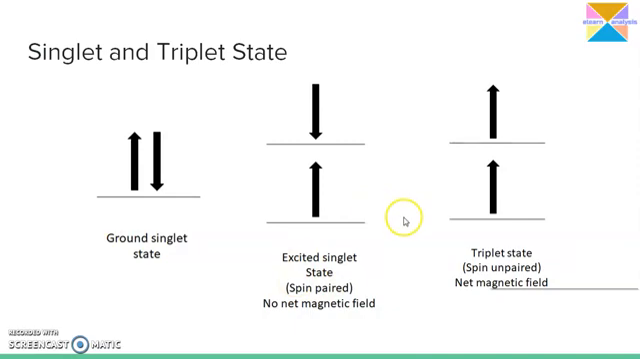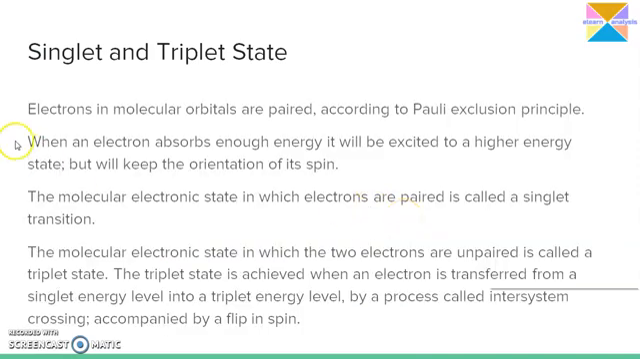We'll come to that discussion in the subsequent slides. So we'll speak about the electrons which are in the molecular orbital. They are paired, as I mentioned, in the ground state, according to Pauli's exclusion principle. So when an electron absorbs enough energy, it is usually the pi electrons, as I mentioned, that will be excited to the higher energy state, but will keep up the orientation of its spin.